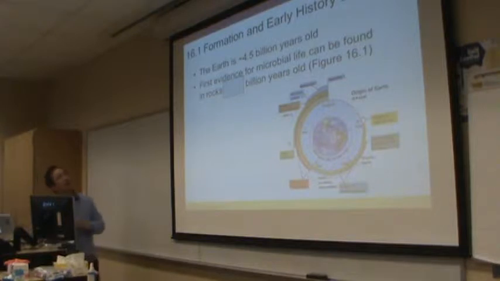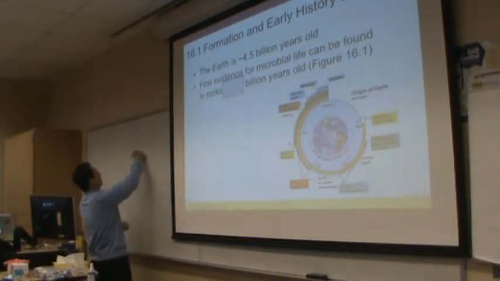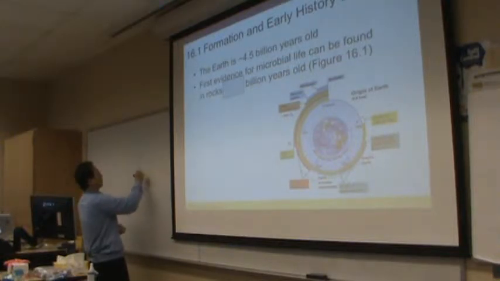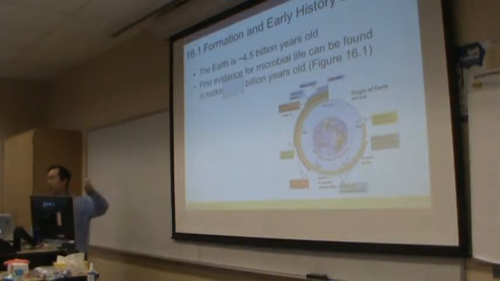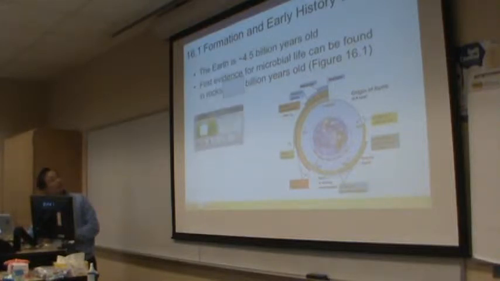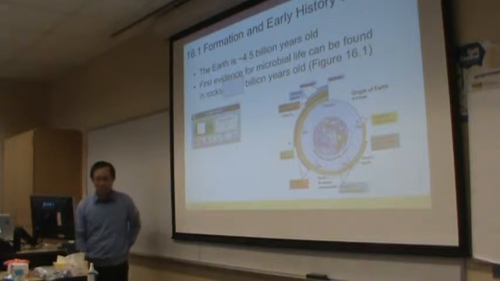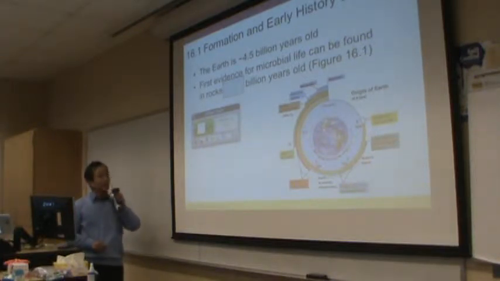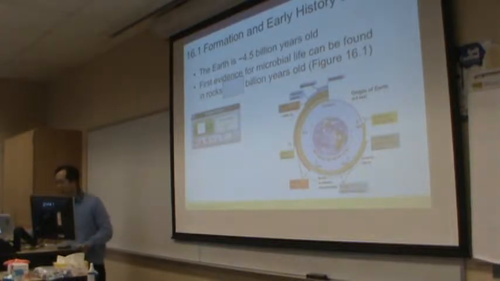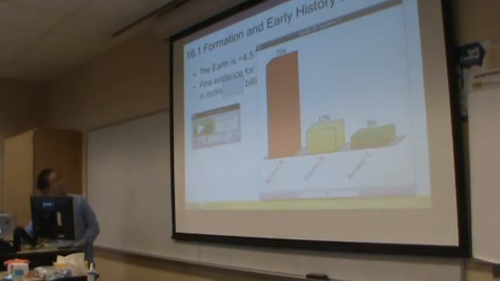So it's 4.5. But then, okay, A, microbial life is how, say, 4, B is 3, C is 2, D is 1 billion years. So how long has life been on Earth? If I open the clicker now. Okay, I guess that's good enough. See, this chapter, many of you are well prepared.